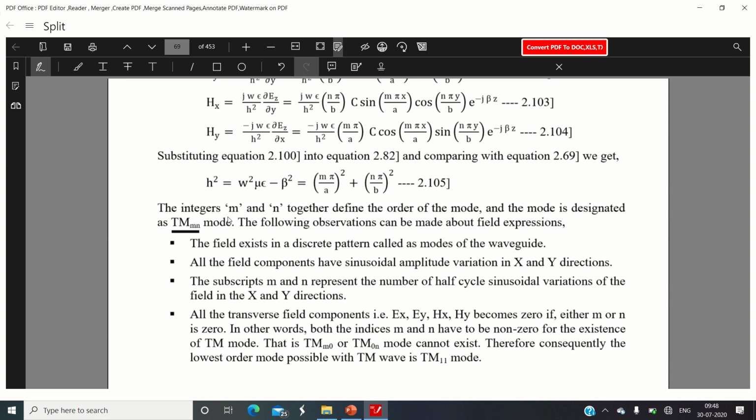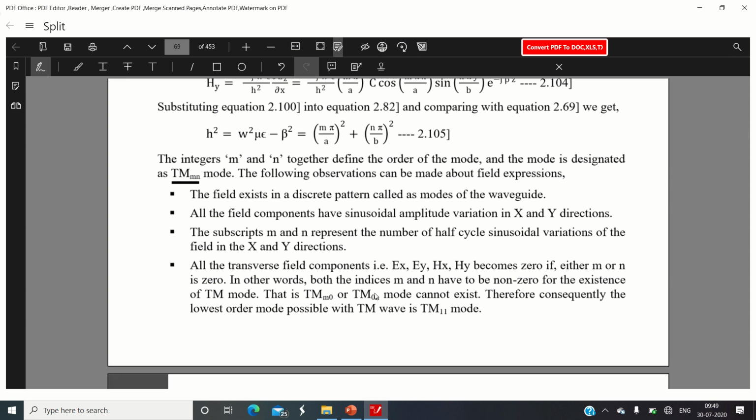So for example, if I say m is equal to 2, that means there are two half cycle variations of the field along the x-axis of the rectangular waveguide. And similarly, if I take the example n is equal to 3, that indicates that there are three half cycle sinusoidal variations of the field along the y direction. Okay, so the next observation is very important.